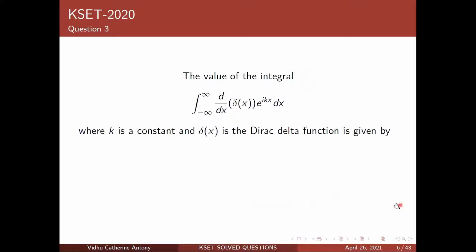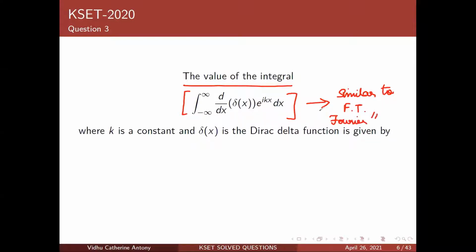Now let's look at this. It is a little bit intensive. Now what you need to calculate is the value of the integral. What you see here is that this is quite similar to the Fourier transform, the Fourier transform without the constant. If you add a constant here, 1 divided by root of 2 pi, this is similar to a Fourier transform.